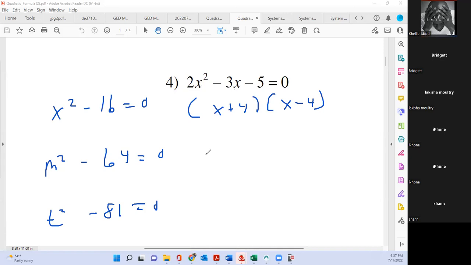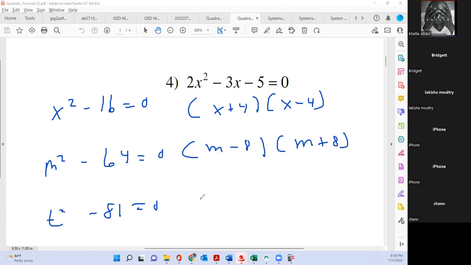Okay, I look at the second one. What's the square root of 64? 8. So m minus 8, m plus 8. You should recognize a pattern. You should recognize when you see that perfect square in that quadratic equation, it's easy money. You should laugh all the way to the bank. You should be happy.